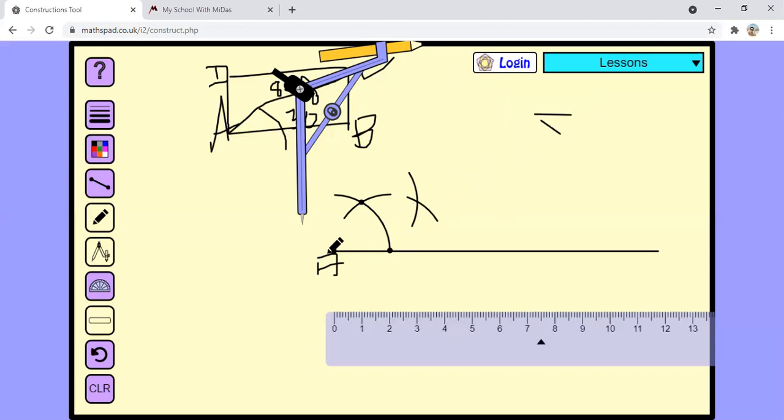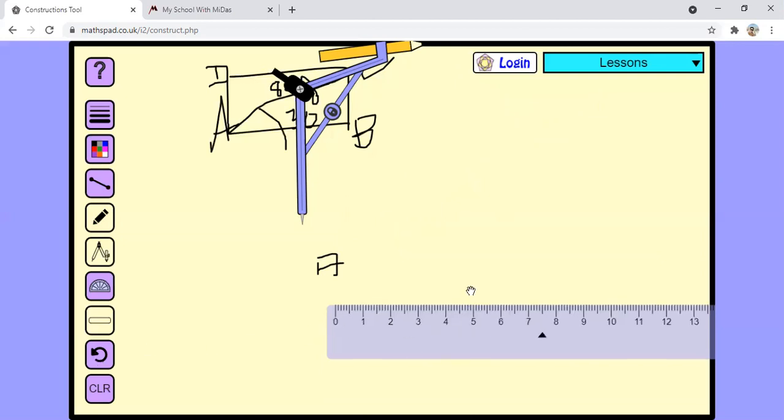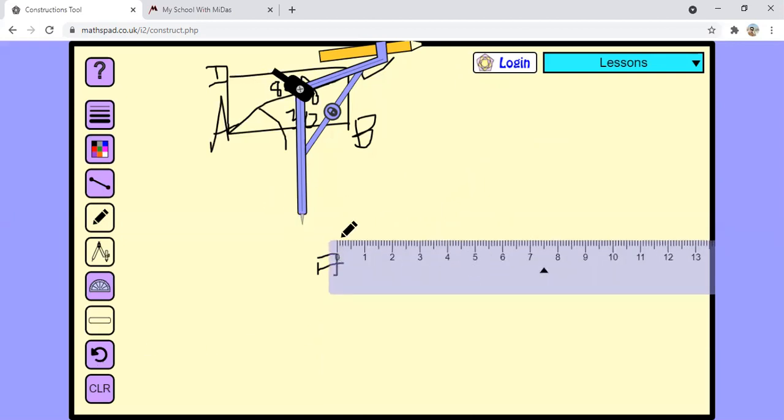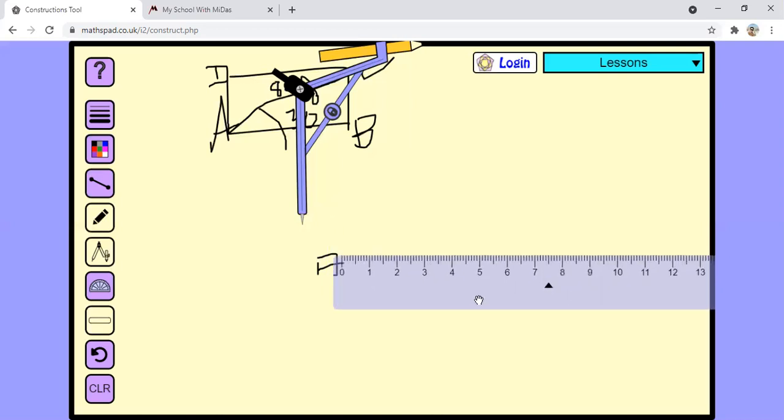Those two lines were unnecessary. I will repeat again. First of all, draw one line segment, like this, a long line.